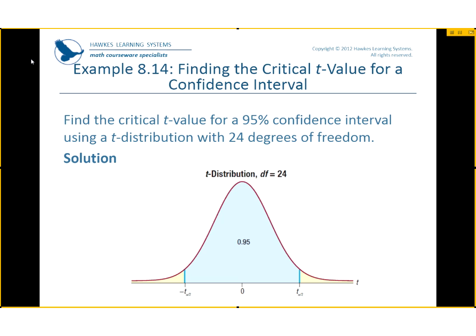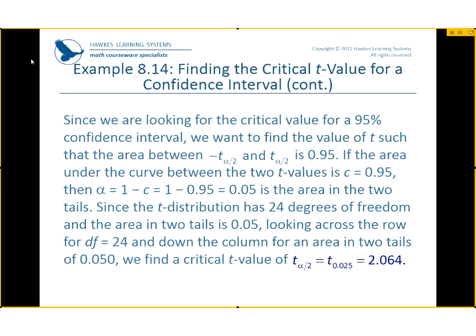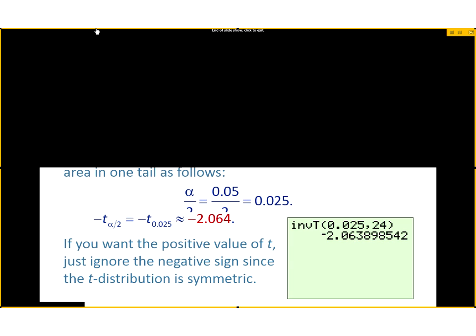Okay, so let's do this. Find the critical t-value for a 95% confidence interval using the t-distribution with 29 degrees of freedom. Okay, we're doing it the exact same way. So practice with that. And let me know if you have any questions. And remember, you can only use the calculator if you're going to the left. If you're going to the right, you can't really use it.